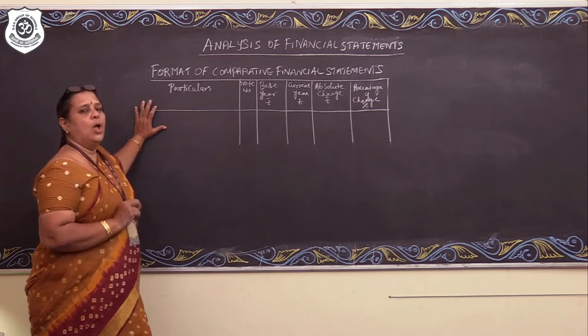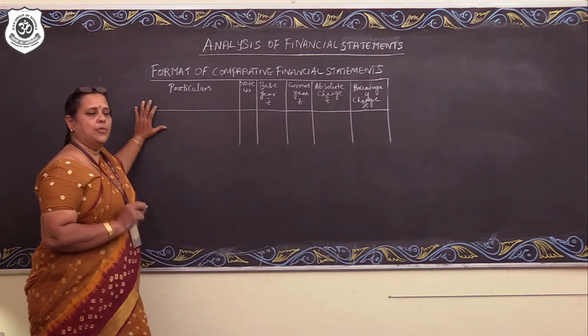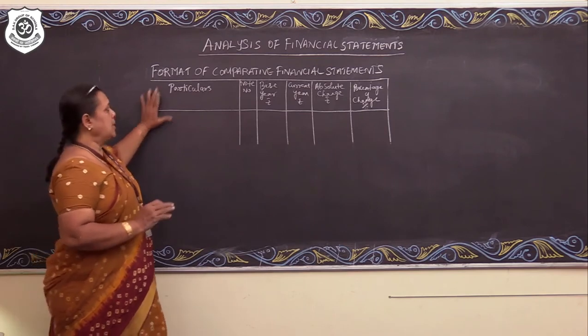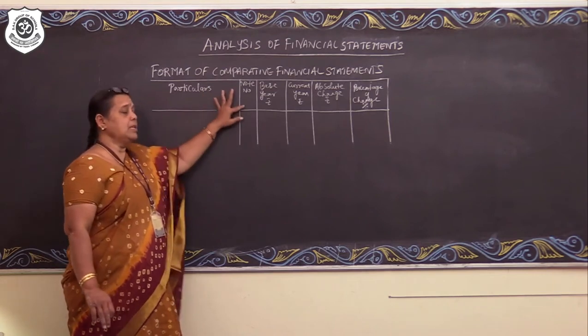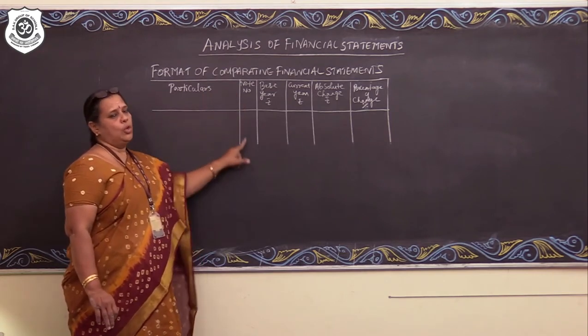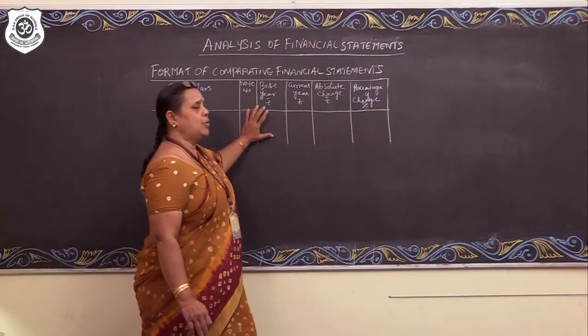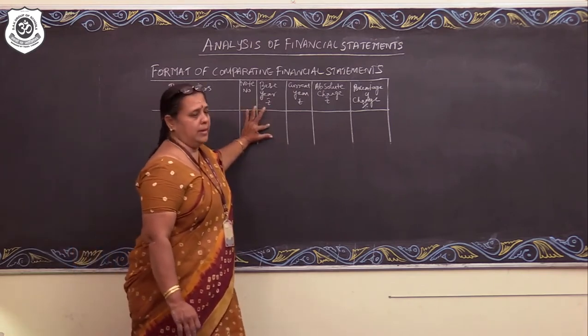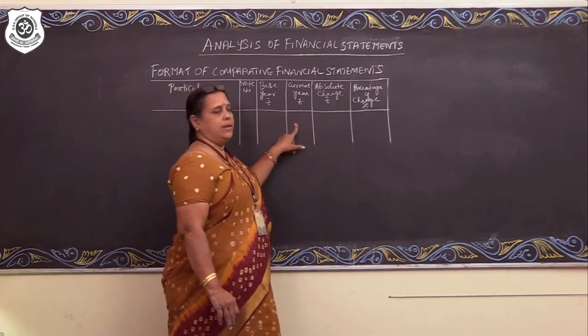You will arrive at profit after interest and tax. This is the format of income statement. The same format you will be writing. Then, in case you are given a note number, you will write the note number. Then, information that is given about the previous year, you will write here. Information that is given about the current year, you will write here.